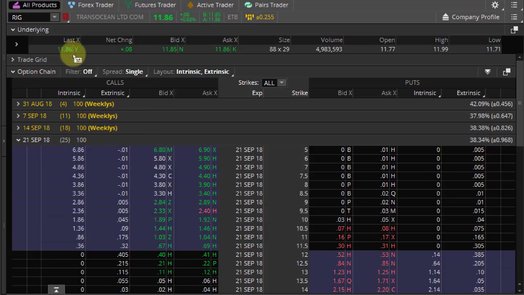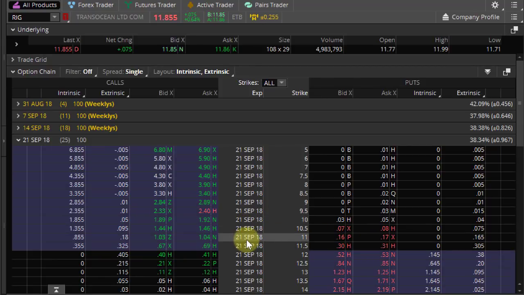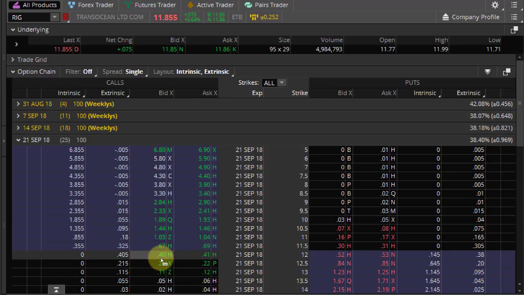Last trade, $11.86. Now, I simplified the options tree because I didn't want it to be confusing. So all we have is the bid and the ask. So the market makers are willing to buy the 12 strike for 40 cents and they're willing to sell it for 41 cents. So if you wanted to buy it at the market 10 times, it's going to cost $410. Or you can sell it for 40 cents.